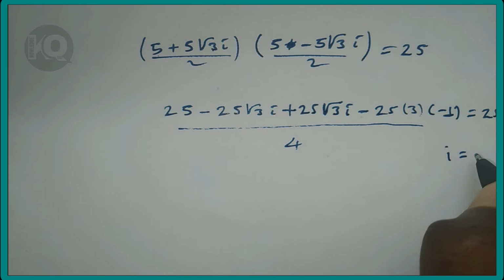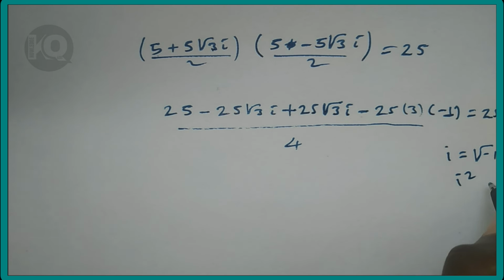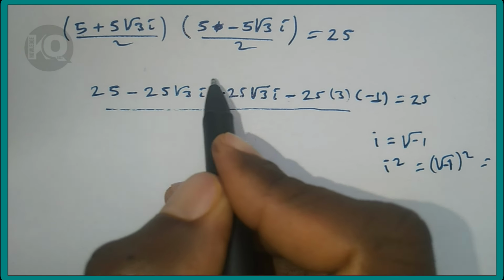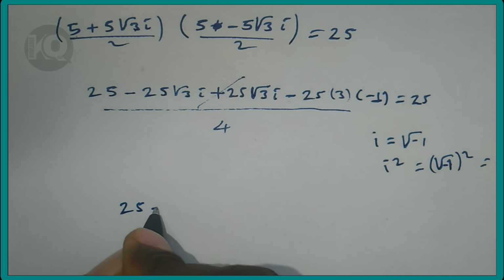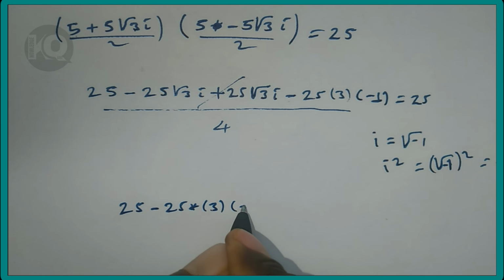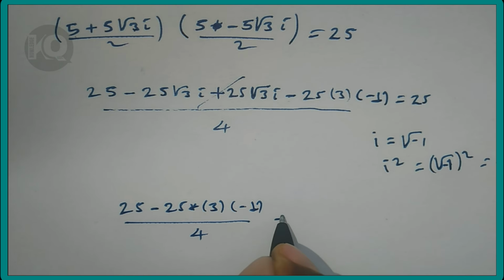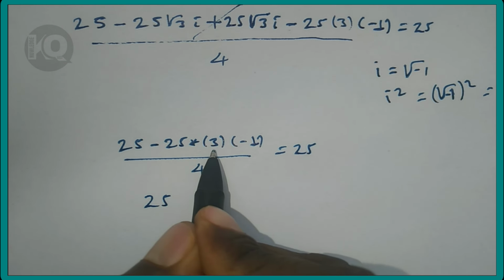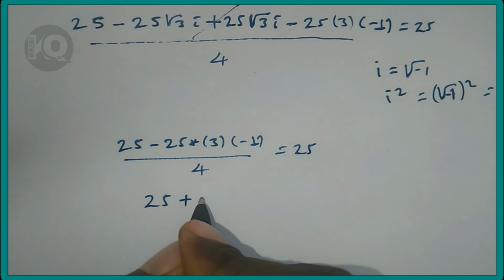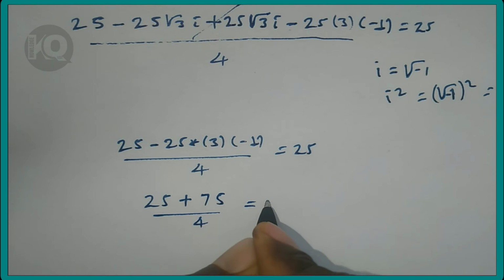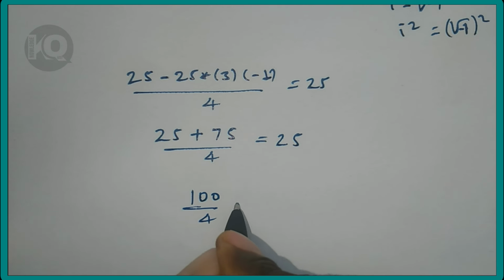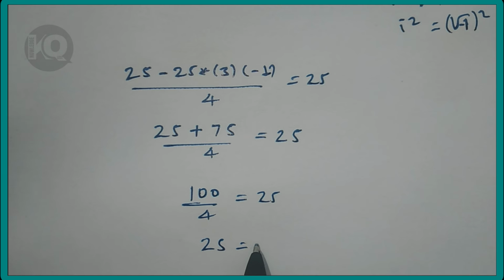So i means radical minus 1. So when we square it, radical minus 1 the whole square will be minus 1. So the middle terms cancel. So 25 minus 25 times 3 times minus 1 over 4, which is equal to 25. So 25 times 3 is 75, so this will be plus 75 over 4. 25 plus 75 is 100, divided by 4 is 25. So 25 is equal to 25.